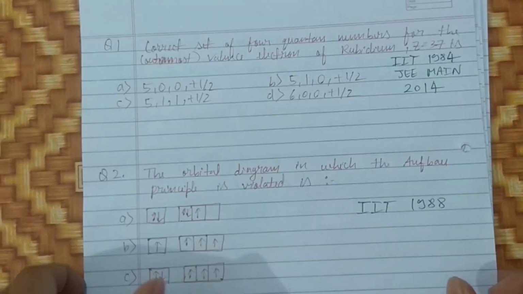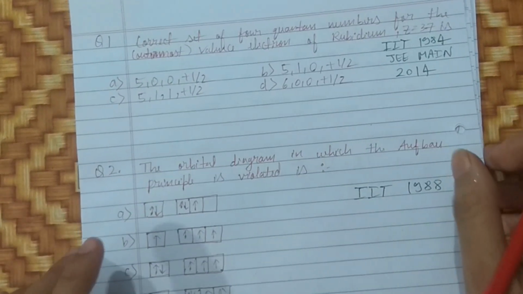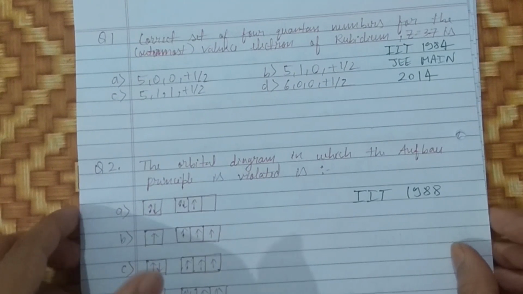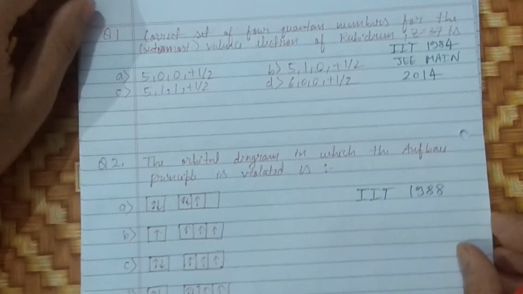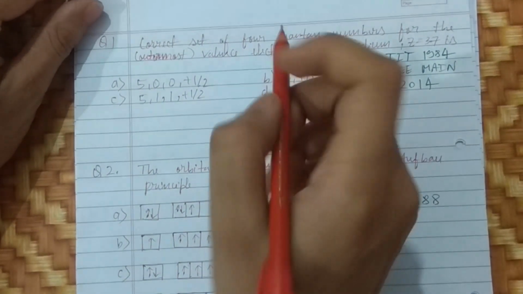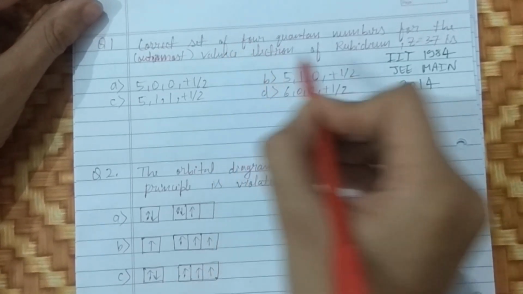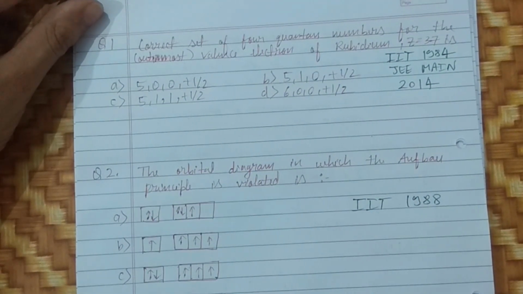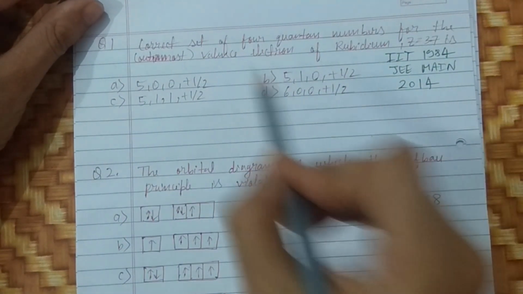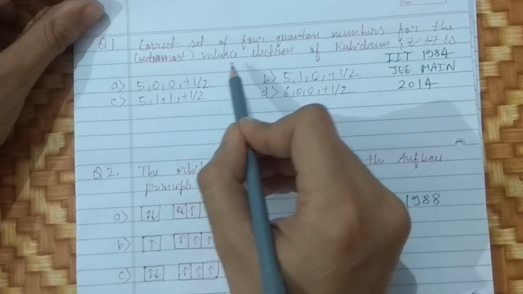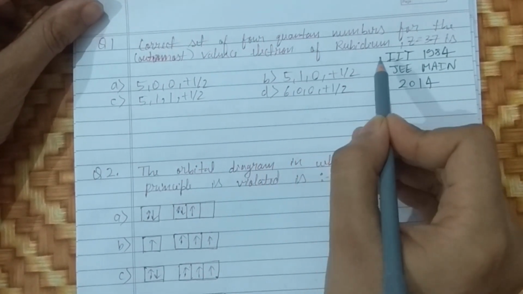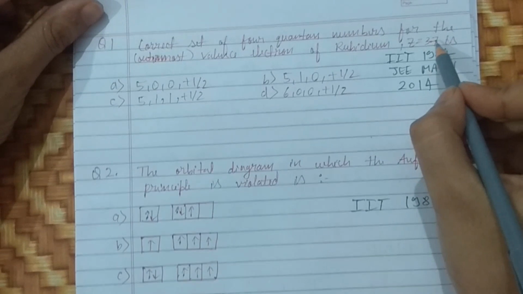Now we will solve a few questions which have been asked frequently in JEE and NEET examinations. So let's start this. The first question is: the correct set of 4 quantum numbers for the valence electron of rubidium, whose atomic number is 37.